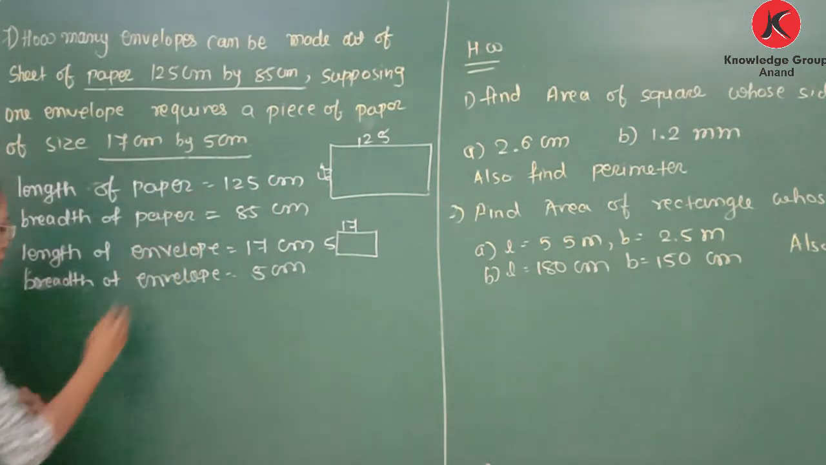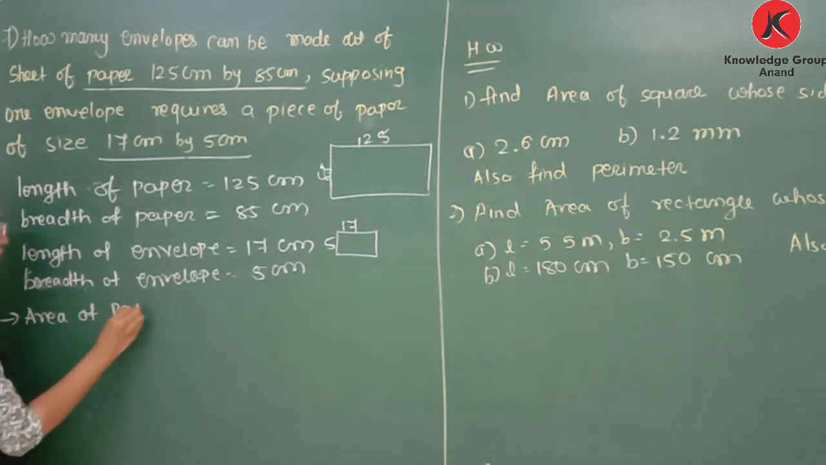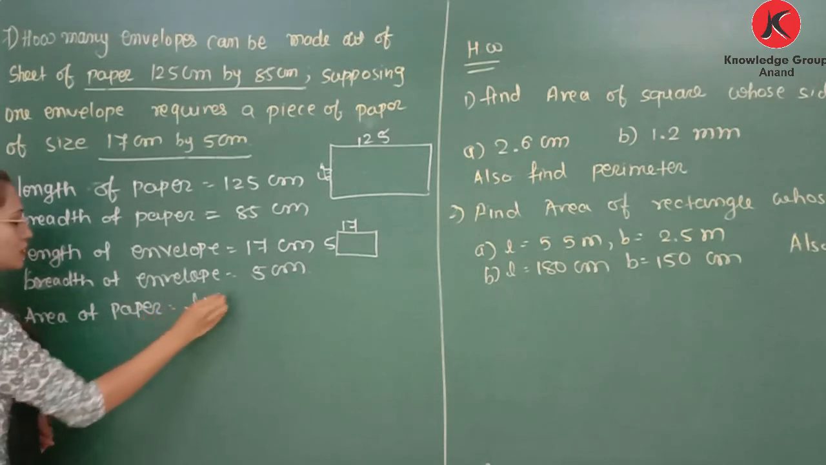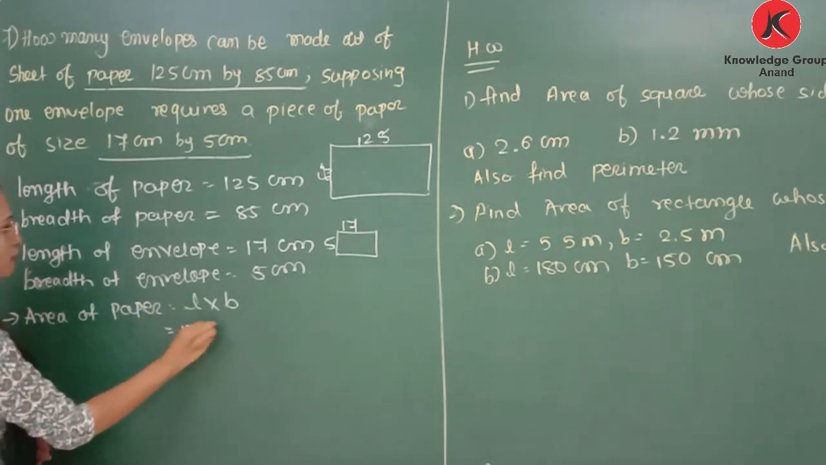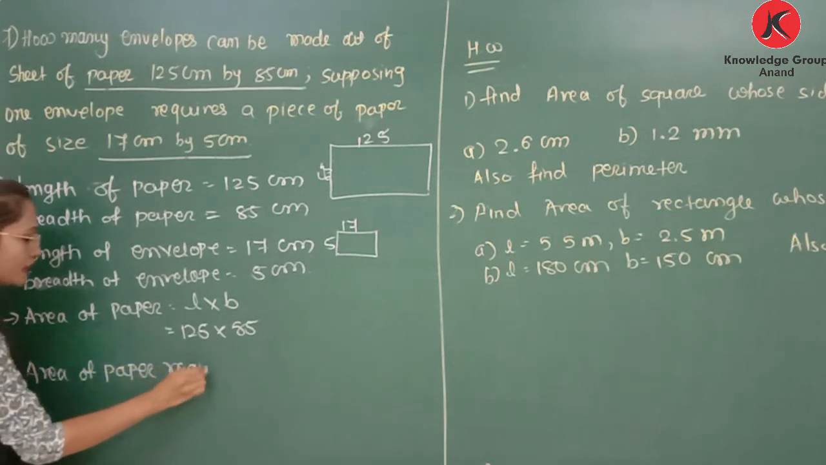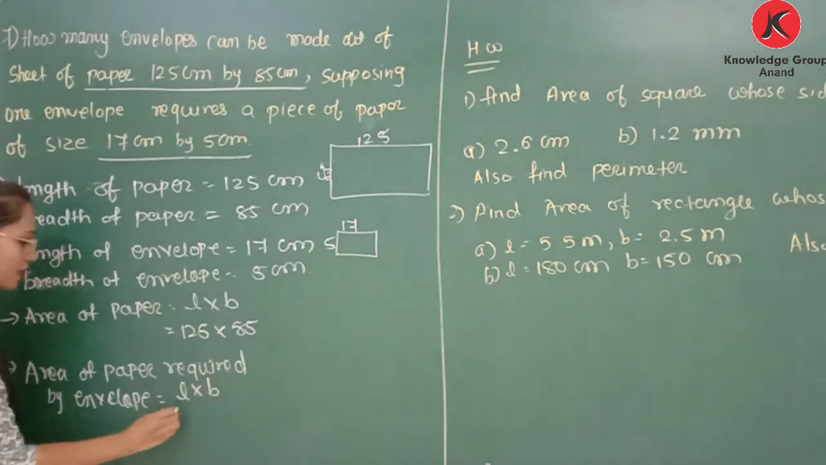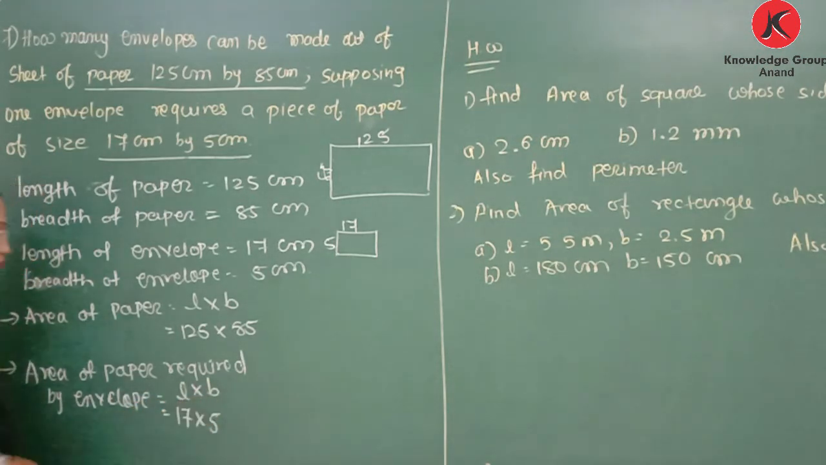Clear? So first of all, we will find area of paper, that is L multiply B. Here length is 125, breadth is 85. We skip the multiplication. Area of paper required by envelope, that is also L multiply B, but here length is 17 and breadth is 5.